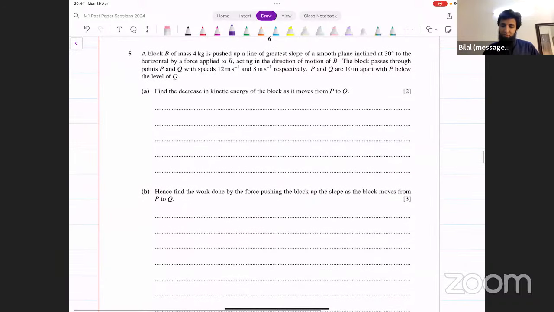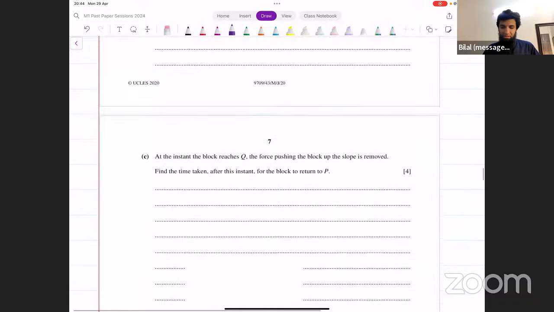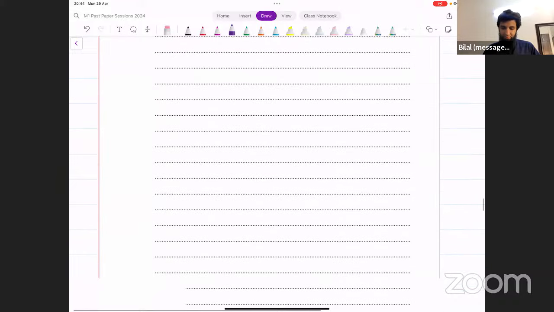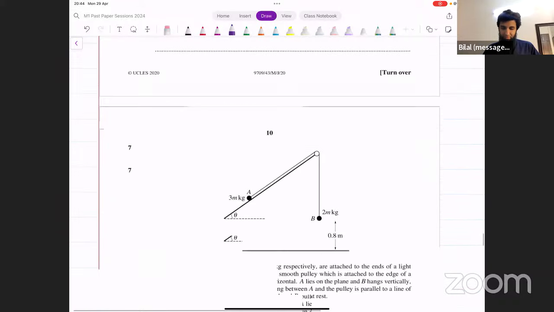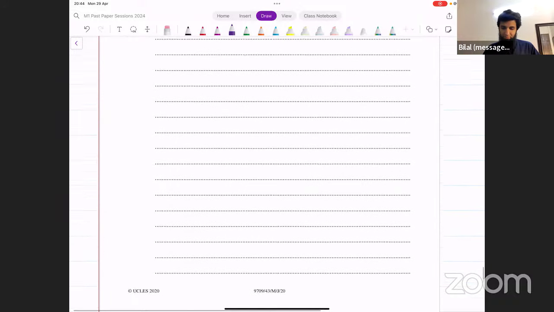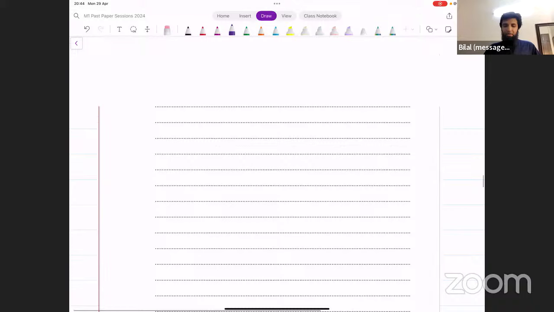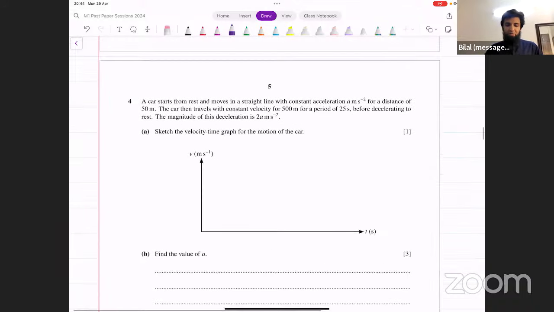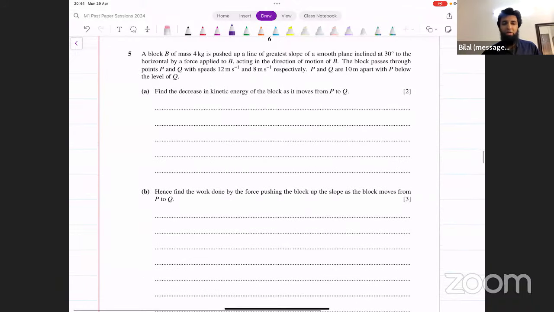Okay, let's start with this one. Question number 5, 6, and 7. Let's have a look at these 3 questions quickly. Okay, let's start with this one. Question number 5 from this paper, June 2020 paper 4 variant 3.